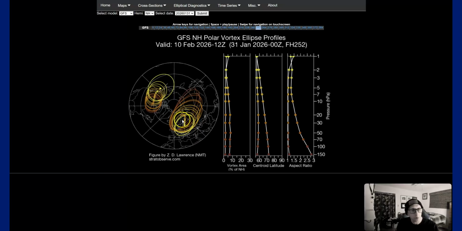So what I'm going to do is also go over what it would look like at the surface and how that would impact our weather here.